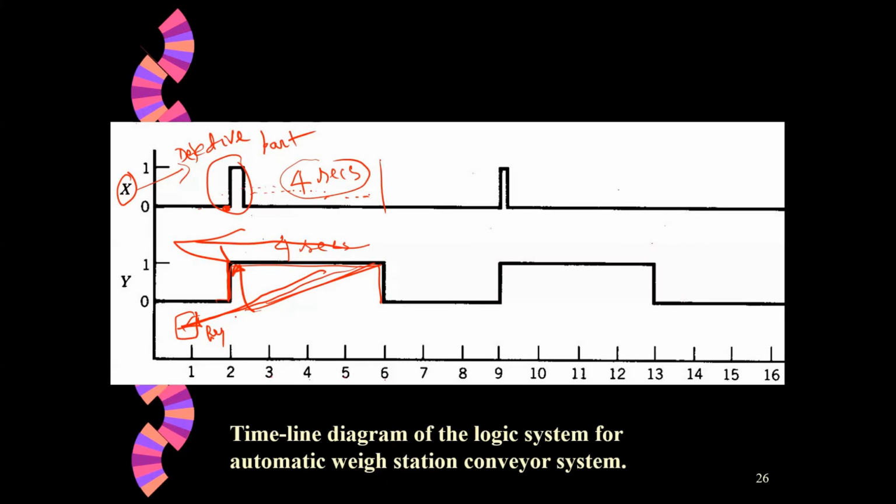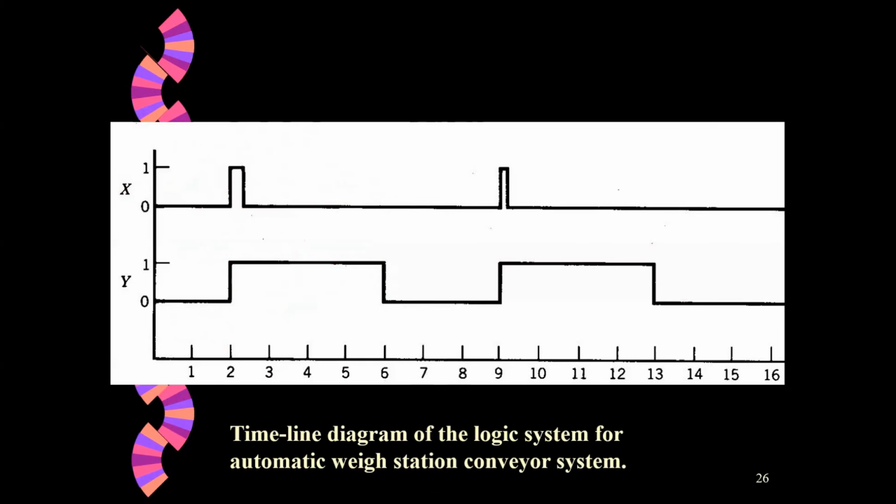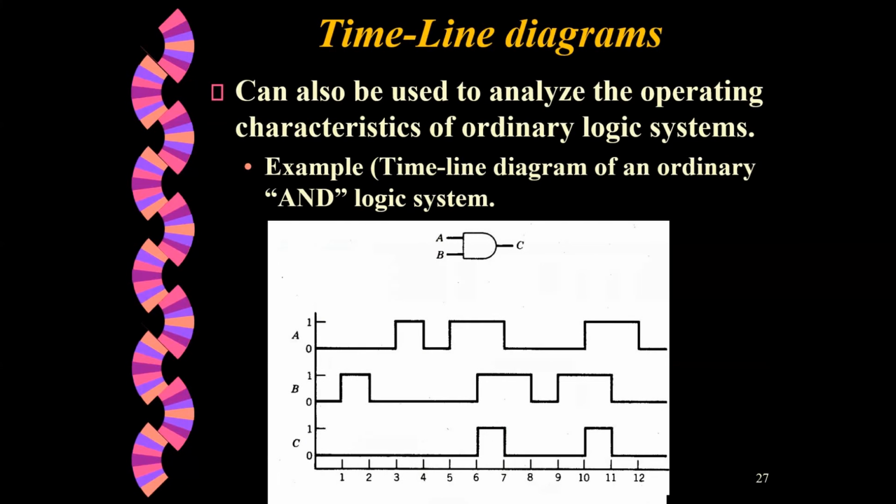Timeline diagram kind of pictorially represents the process. Timeline diagram can also be used to analyze logic equations. So here is a case of an AND circuit. If A and B are true, generate an output C. That's an AND operation. So pictorially, A, B, and this is the output C.